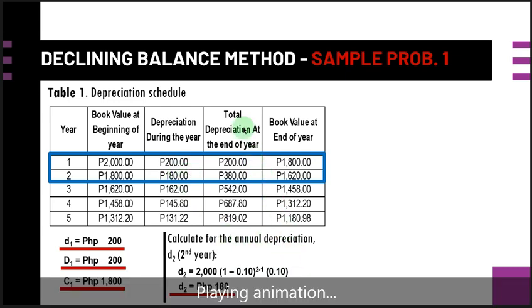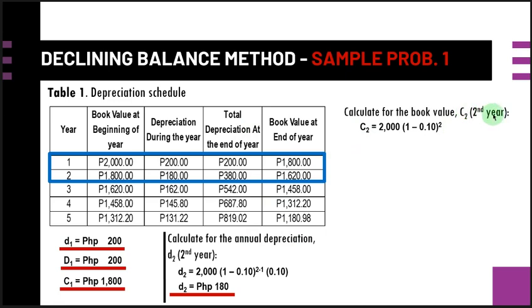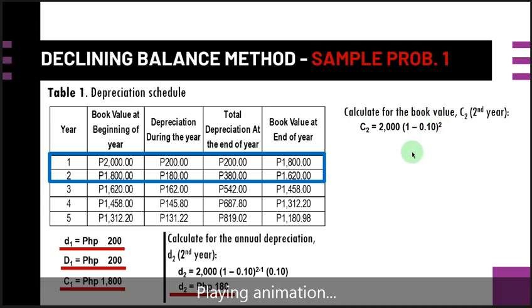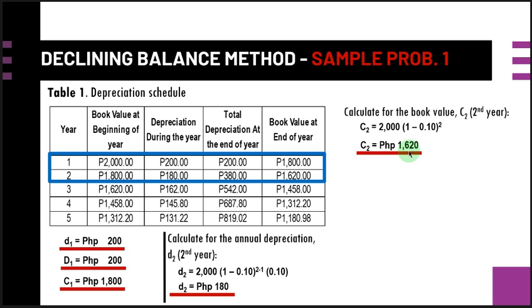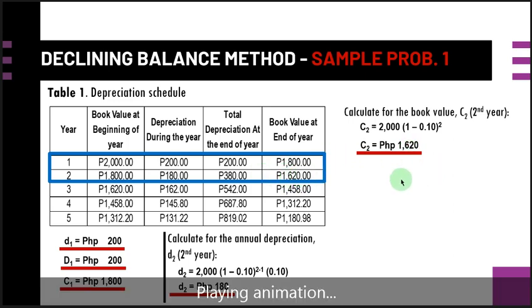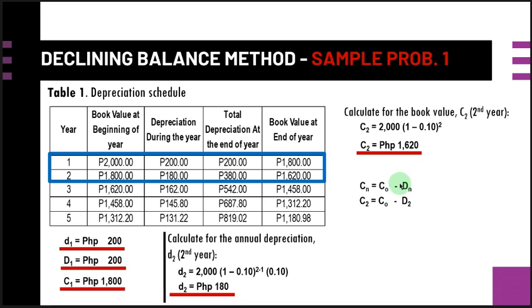Before getting the total depreciation, we need to calculate the book value C2 during the second year. C2 is equal to 2000 times the quantity 1 minus 0.1 raised to the 2. So we get the value of C2 equals 1620. After that, we can calculate the total depreciation of the machine equipment during year 2. Using the formula Cn equals C0 minus Dn, since we are considering the second year, C2 equals C0 minus D2. So we get the value of D2 equals 380.